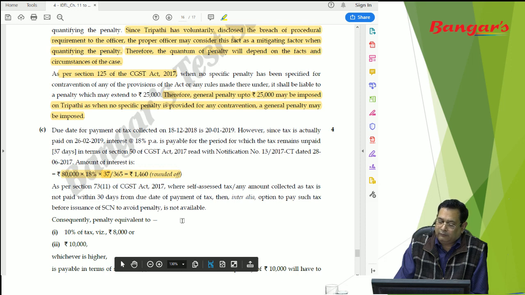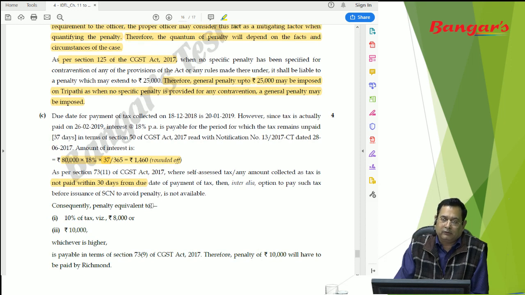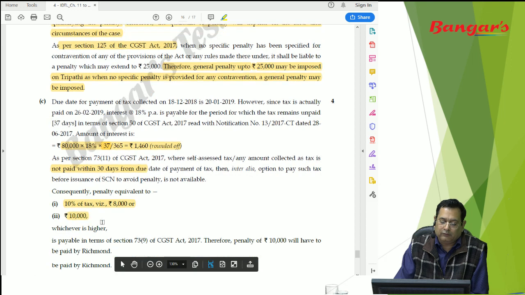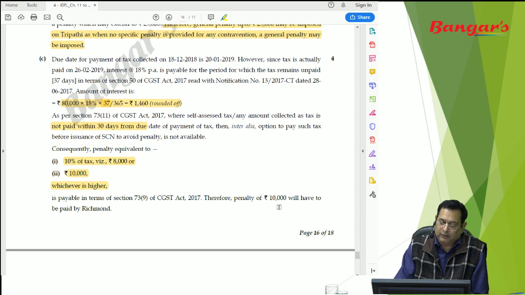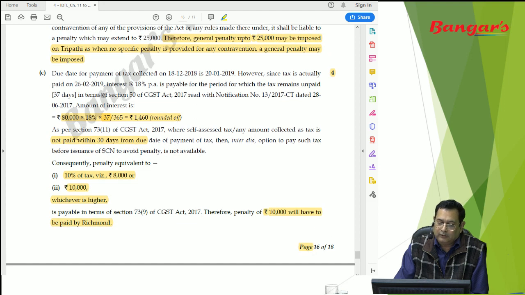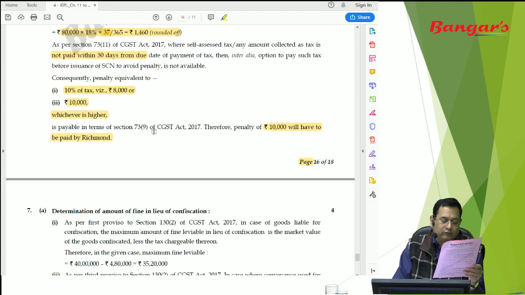Besides this, in case self-assessed tax is not paid within 30 days, section 73(11) provides that such person shall be liable to a penalty of 10% of the tax or rupees 10,000, whichever is greater. So we won't be getting the benefit of reduction here also. Therefore here penalty of 10,000 rupees will be imposed since the self-assessed tax is not paid within 30 days.